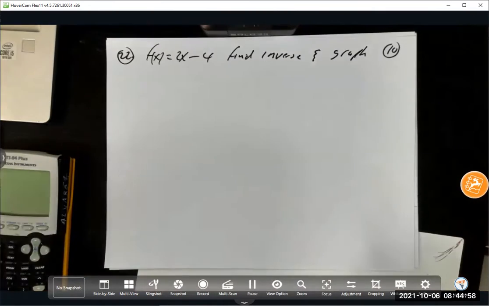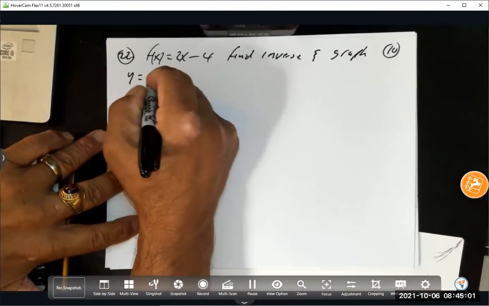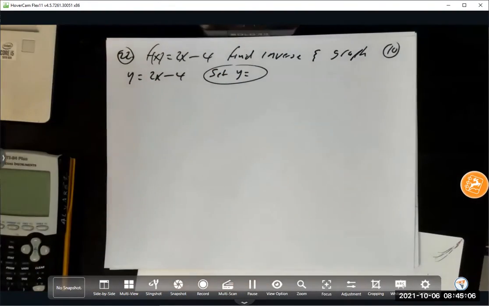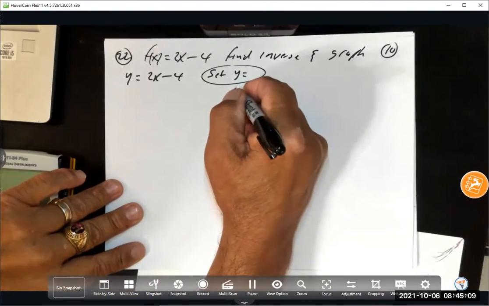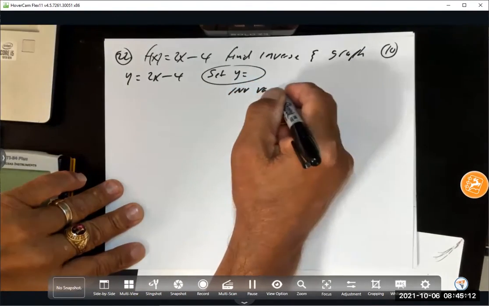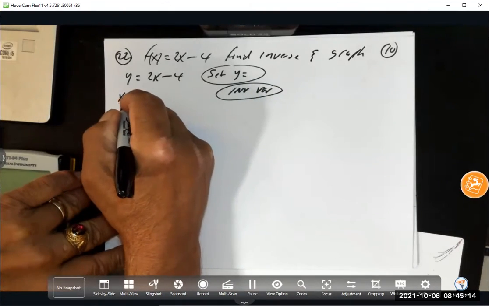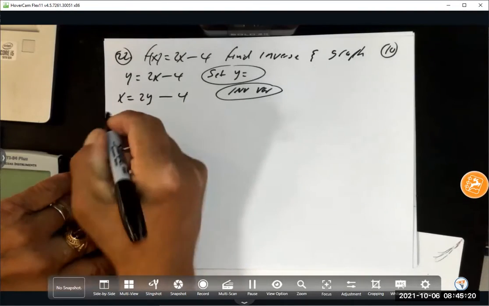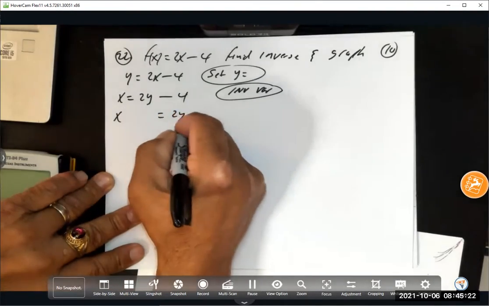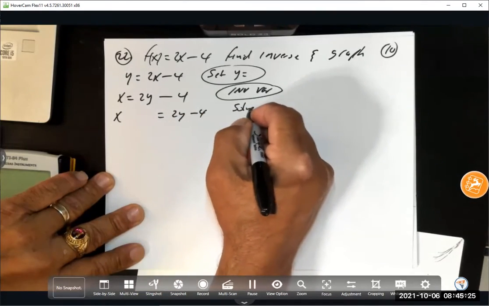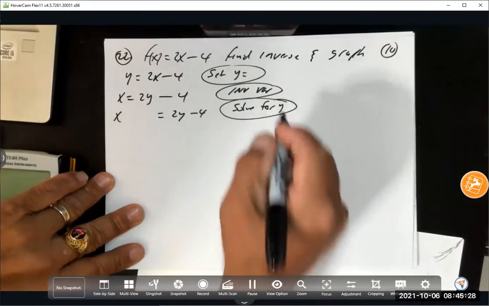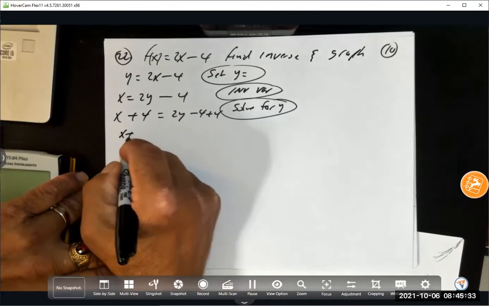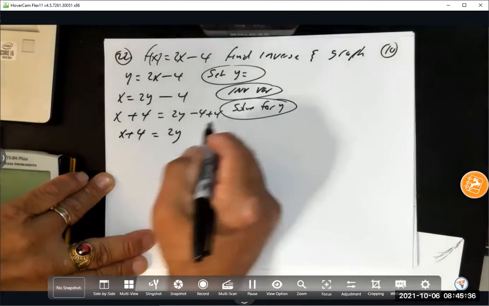All right, so let me show you how we do. First thing you do, you go y equals this, 2x minus 4. Set y equals the original problem. Then you're gonna inverse all the letters, okay? So you're gonna go x is 2y minus 4. Switch the letters for the x and y's. And then you're gonna solve for y. So I'm gonna add 4.